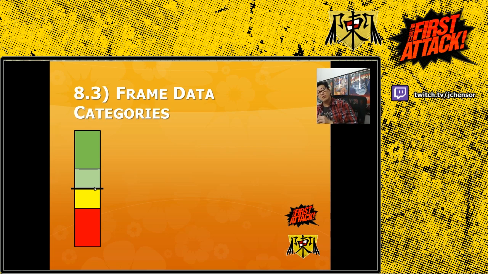In fact, if you even go into Granblue Fantasy Versus' training mode, they have almost all of these same categories in their frame data coloring scheme. So let's take a look at what these categories are.